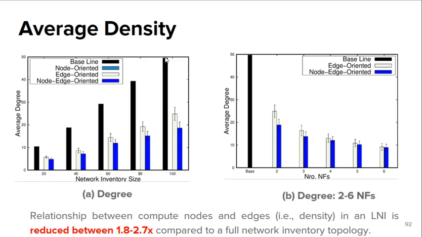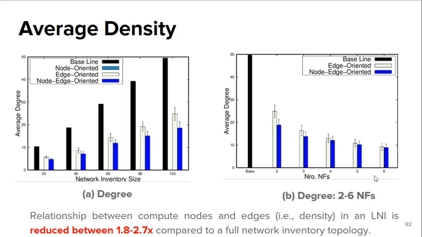We also computed the relationship between compute nodes and edges, that is the density, in an LNI with different topology sizes. The degree measure is always 0 for the node-oriented LNI because edges are no longer considered and therefore all the nodes are isolated. In general, LNIs are densely connected. However, edge and node-edge-oriented algorithms always achieve much lower degree values than the baseline, that is the density in the full network inventory. We also set network services with different amounts of network functions from 2 to 6 on a network inventory topology with 100 nodes.